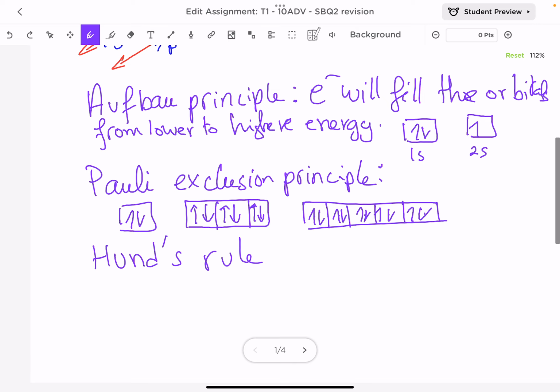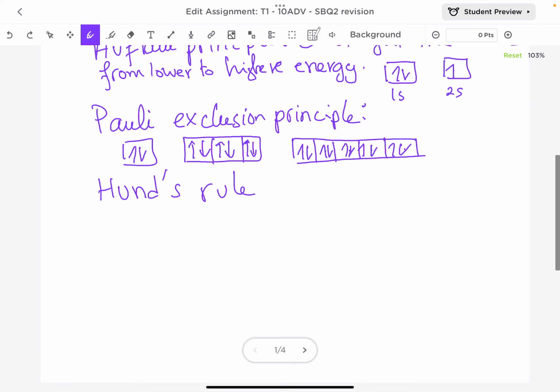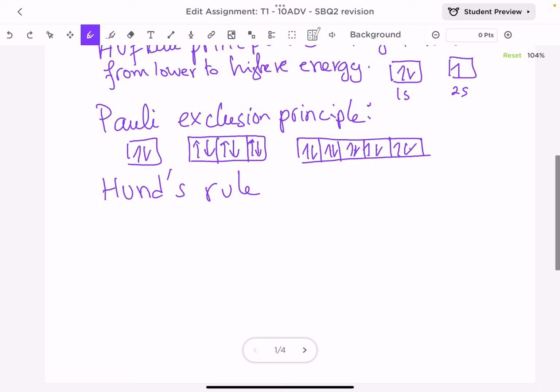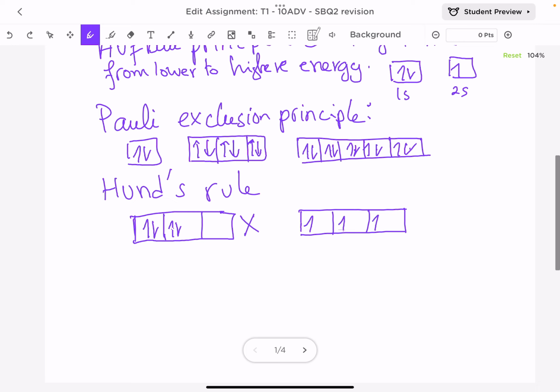Now, Hund's rule states that when you are filling the orbitals, you must fill the orbitals singly and then double the electrons. So it is wrong to do like this, 1, 2, 3, 4. That's incorrect. I should always fill the p in this way: 1, 2, 3, then 4. This is correct.